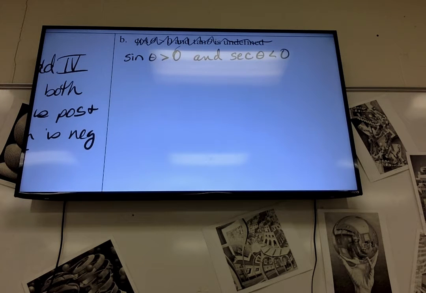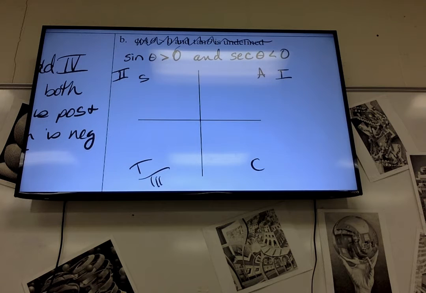So sec is that tangent? Cosine. Secant and cosine are reciprocals. Okay, so which one do y'all think? 2. 2, okay. Sine is positive, and which quadrants? 2 and 1. Does that make sense? That makes sense. And then secant is the reciprocal of cosine.